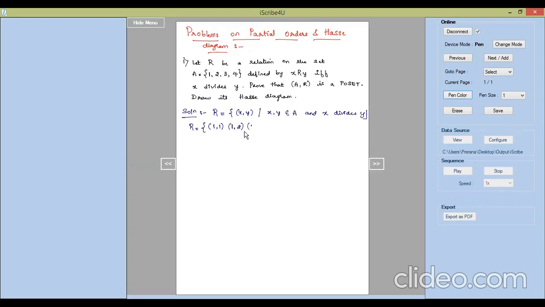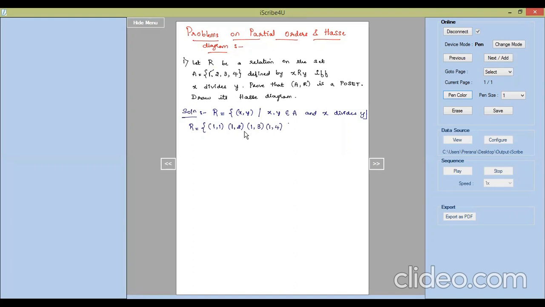Next, we can also write down 1 divides 3, 1 divides 4. So 1 divides every element of the set A. So with 1, the work is over. I'll just put a tick here for your reference. Then we have, starting with 2.